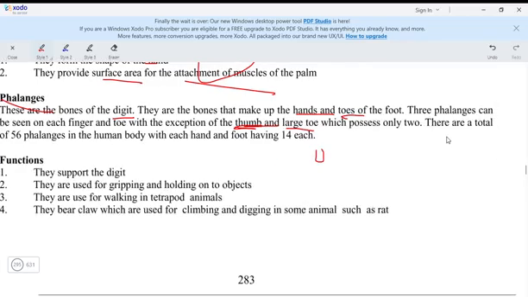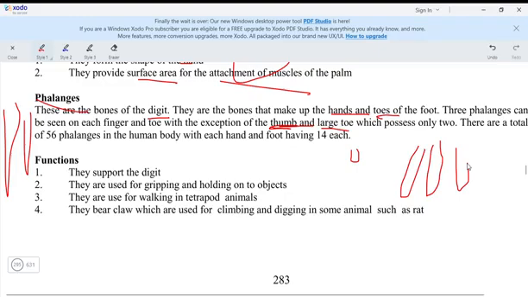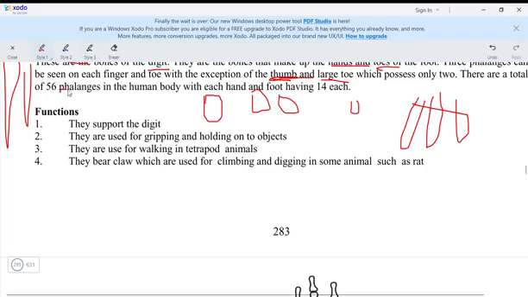There are a total of 56 phalanges in the human body, with each hand and foot having 14. So that means 14 in the left hand, 14 in the right hand, another 14 in the left foot, another 14 in the right foot. So 56 altogether for phalanges. Now, what are the functions of these phalanges?